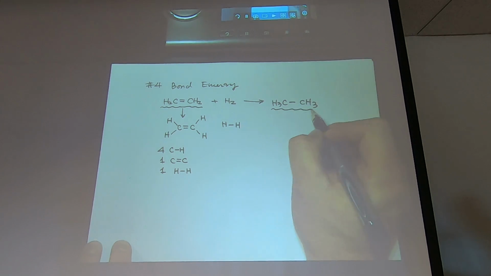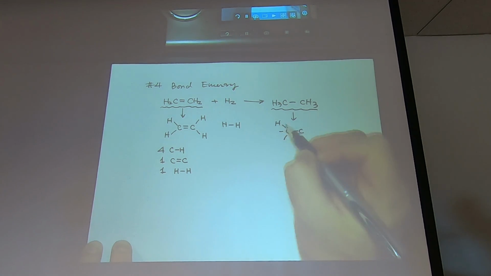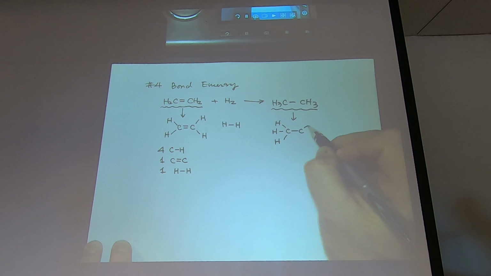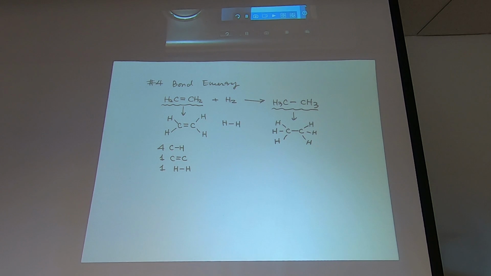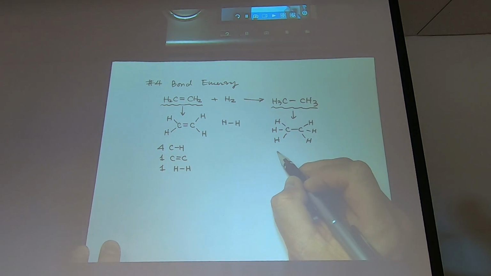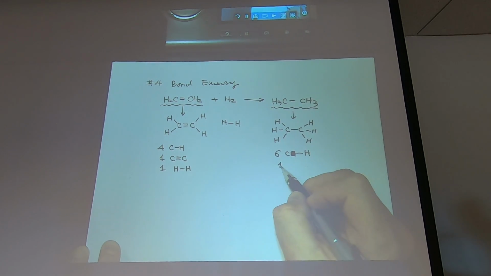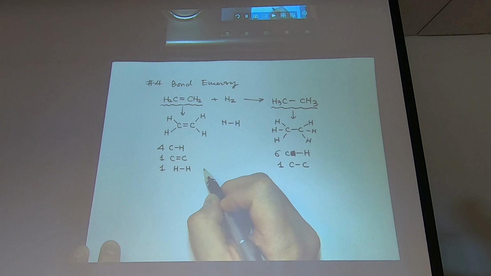And if somebody writes it this way, that means carbon and carbon are connected, and those CH3 mean there are 3 CH bonds. This is what you just learned from the organic chemistry portion. So in this case I have 1, 2, 3, 4, 5, 6 CH bonds, then 1 CC bond. So this is what's happening.